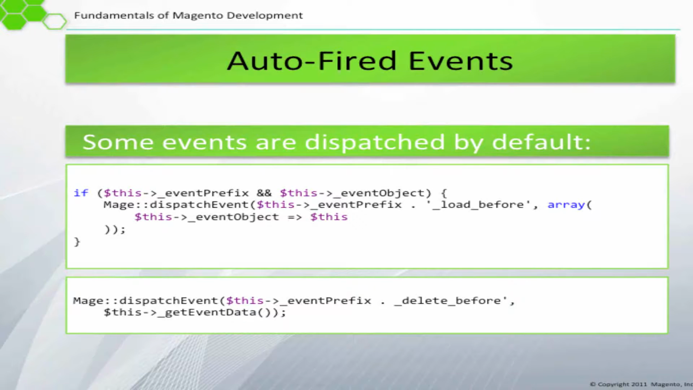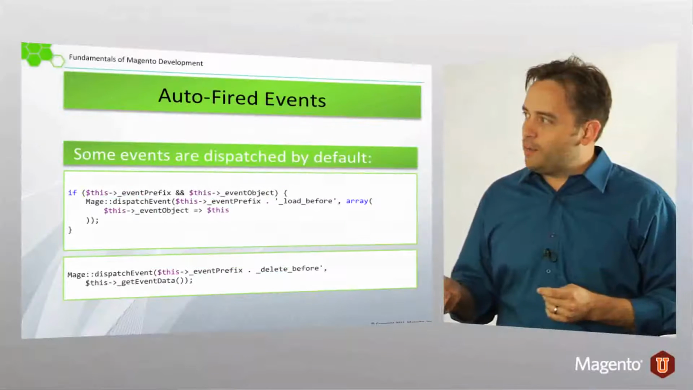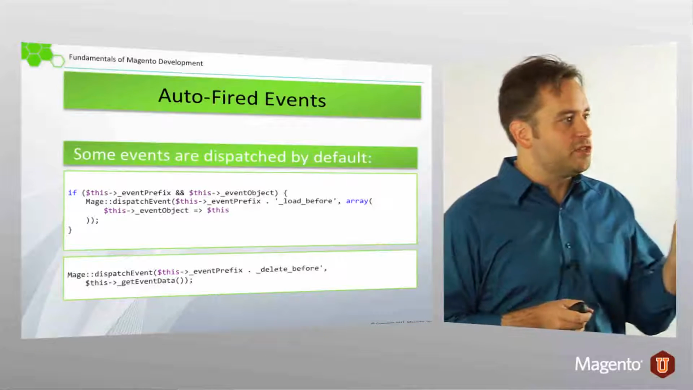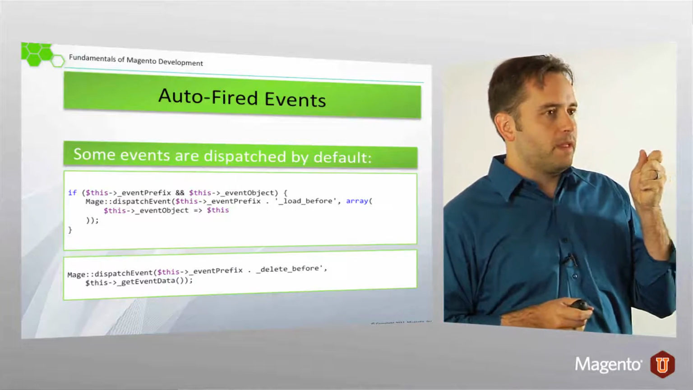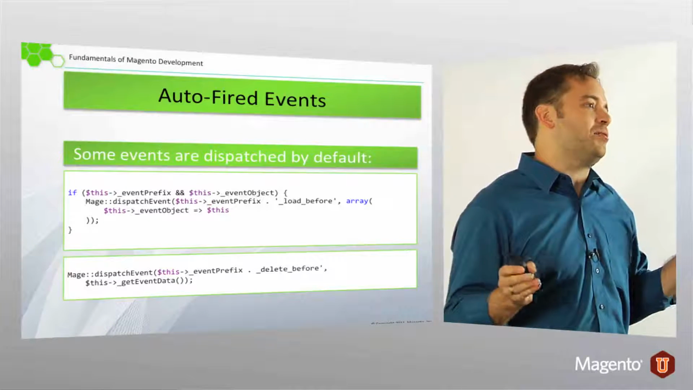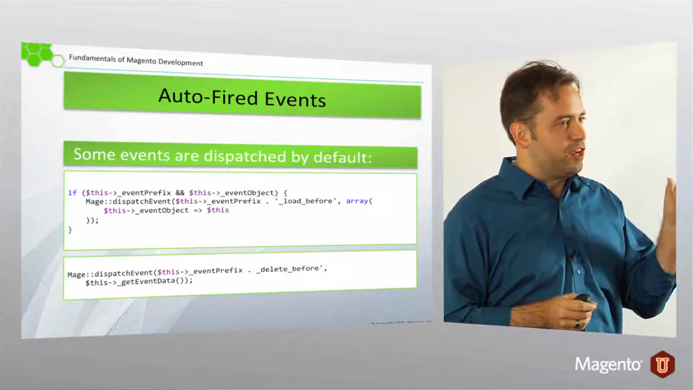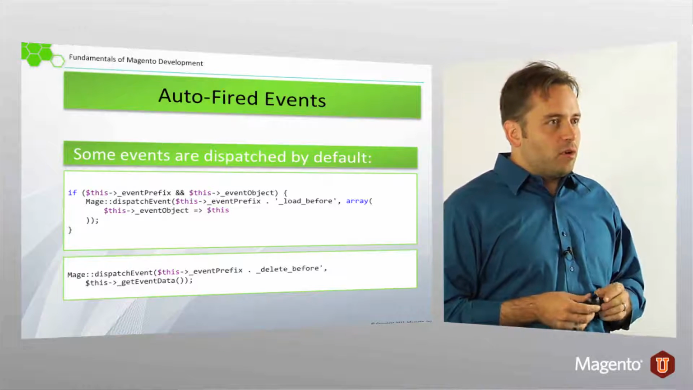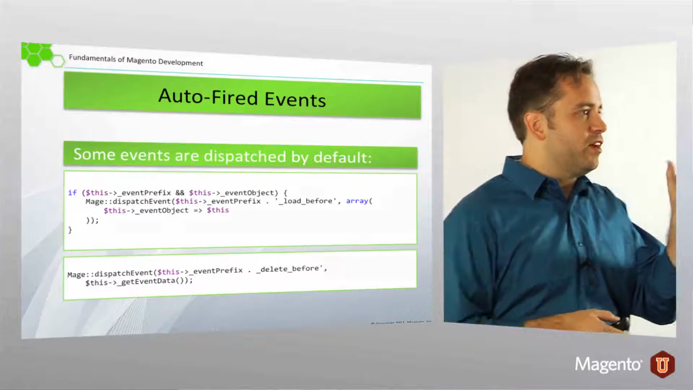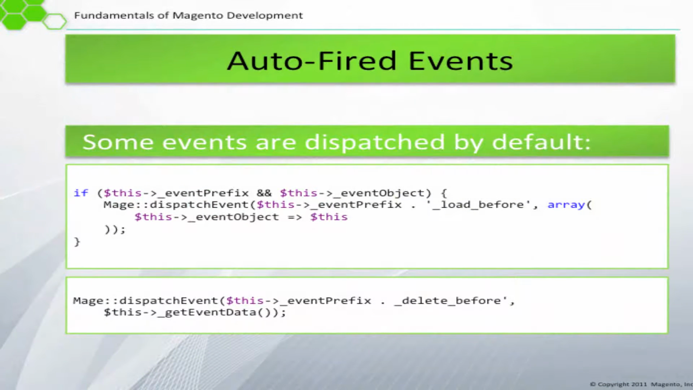So before we get into a nice practical example of event observers, I do want to point out that there are lots of auto-fired events. I think you recall me mentioning yesterday that there are several events which are automatically fired, based just on configuration of your object. You can pass in your own string to identify your object, and based on different methods that can be called on your object, you'll end up with these different events being fired.